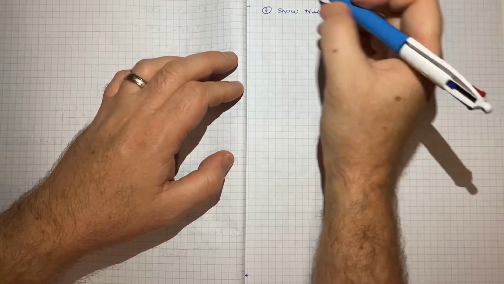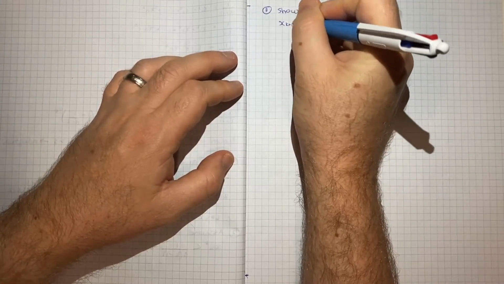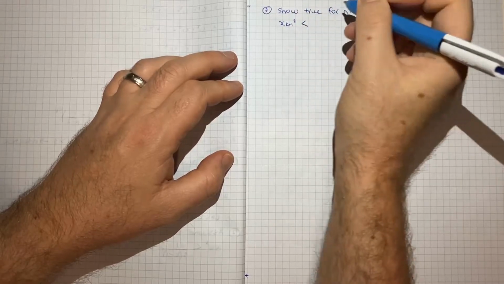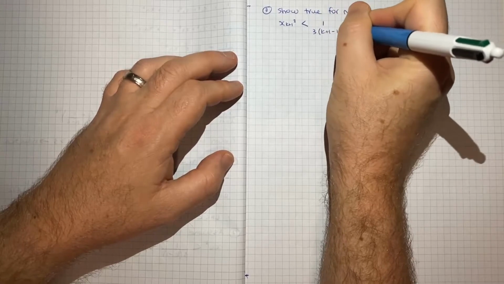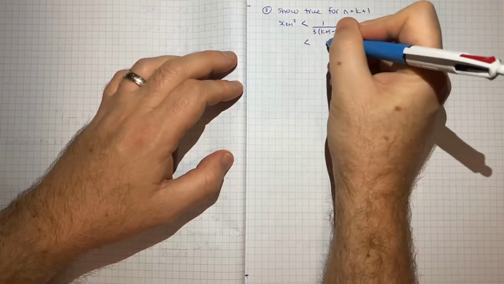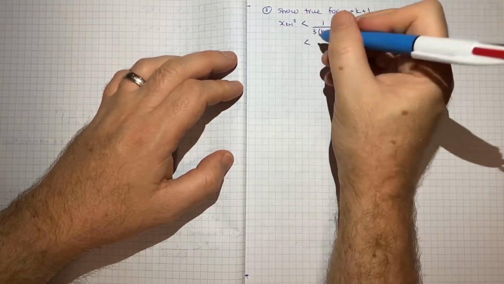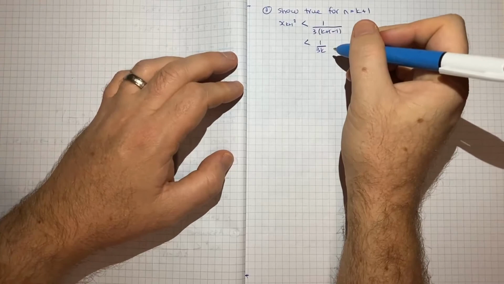So really what that means is we want to show that x_(k+1) cubed is less than 1 on 3(k+1) minus 1. So the ones will cancel there. So we need to show that x_(k+1) cubed is less than 1 on 3k. That's what we need to show.